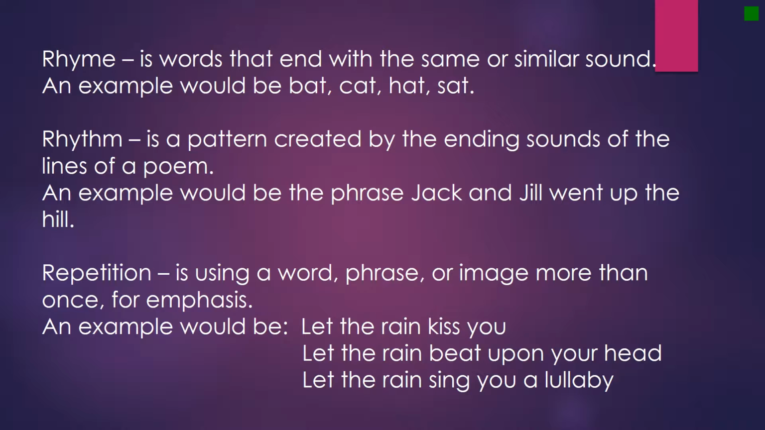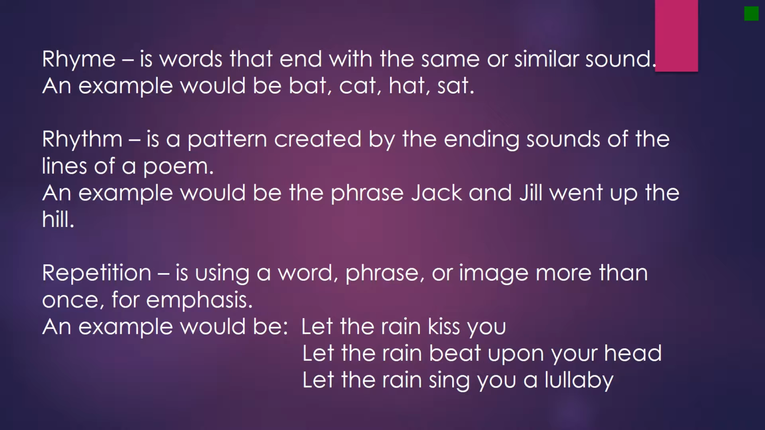Rhythm is a pattern created by the ending sounds of the lines of the poem, and it is what makes it almost sound like you're singing it. An example would be when we say Jack and Jill went up the hill. Whenever you say that, sometimes it almost sounds like you're singing it. Jack and Jill went up the hill to fetch a pail of water. You hear that sing-song rhythm to it, okay?